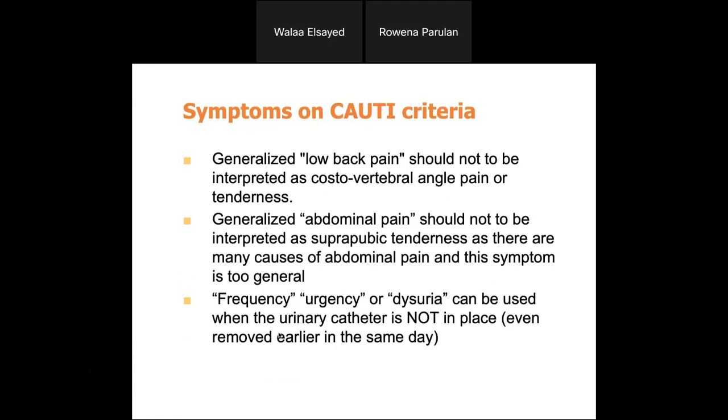Generalized back pain should not be interpreted as costovertebral angle pain. Generalized abdominal pain should not be considered as suprapubic tenderness. Frequency, urgency, and dysuria can, for sure, be used when the catheter is not in place, even if it was removed on the same day or the day before.